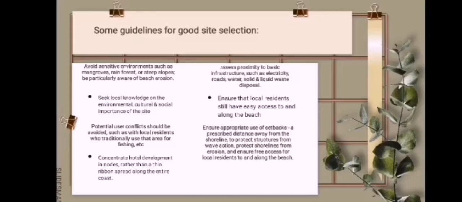The second is to seek local knowledge on the environmental, cultural, and social importance of the site. It is very necessary to establish good friendship among the locals and to avoid misconceptions about the area. The third is that potential user conflict should be avoided, such as with local residents who traditionally use that area for fishing, etc., because that might be their livelihood.